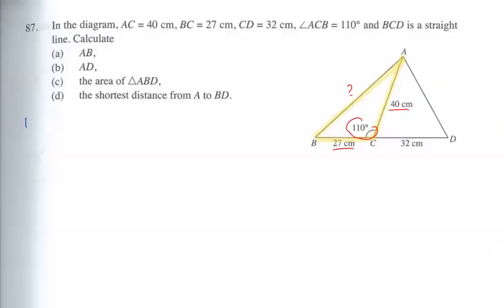Okay, so the cosine rule: AB squared equals 40 squared plus 27 squared minus 2 times 40 times 27 cosine 110 degrees. Like I said, if this comes out in IG, it's 3-4 marks already. Just like that. 40 squared plus 27 squared minus 2 times 40 times 27 cosine 110, square root. Okay, 55.4.